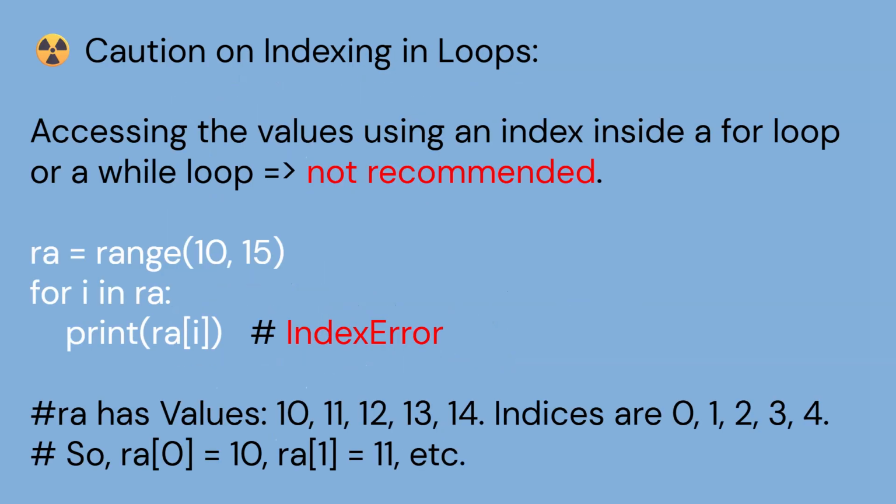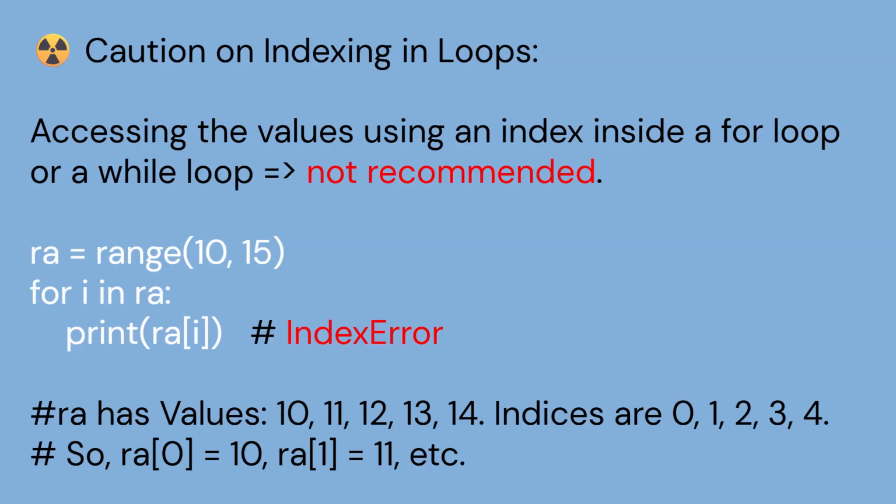A word of caution on indexing in loops. While you can access the values using an index inside a for loop or a while loop, it's generally not recommended. It defeats the purpose of the clean for loop syntax. Worse, you can run into a common index error. Look at this code snippet. Raw equals range(10, 15). For i in raw: print(raw[i]).